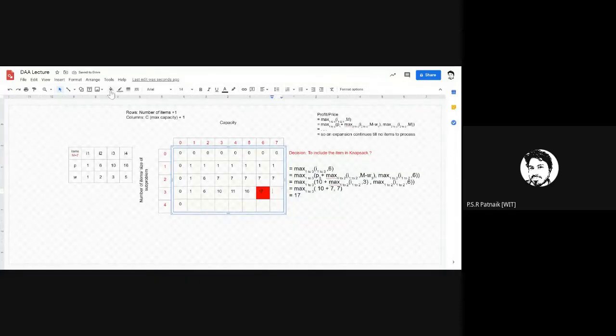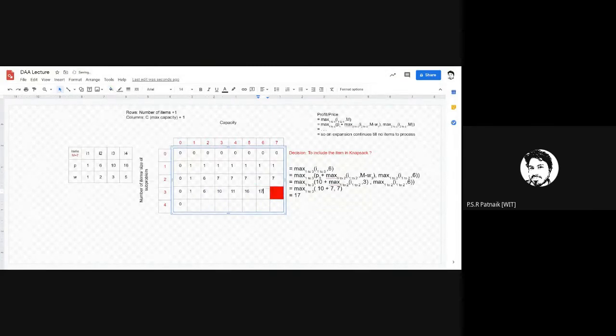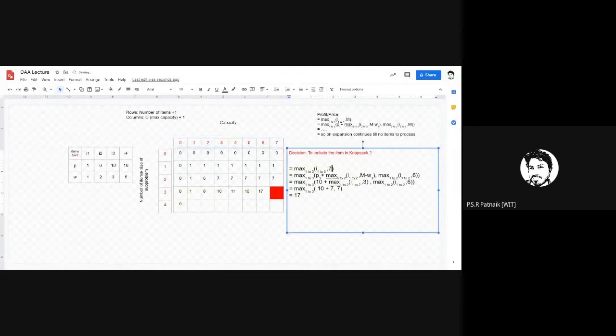Now I will solve it for the next location. We'll complete this. Tell me what you'll have. What is the maximum stack capacity? 7. 1 to 7. So m minus w3 means m minus w3. What is m minus w3? 7 minus 3, 4.